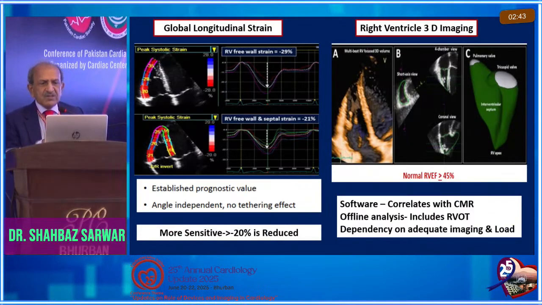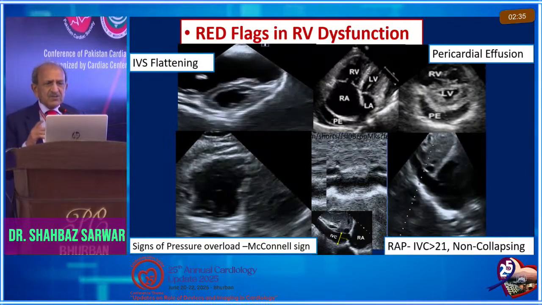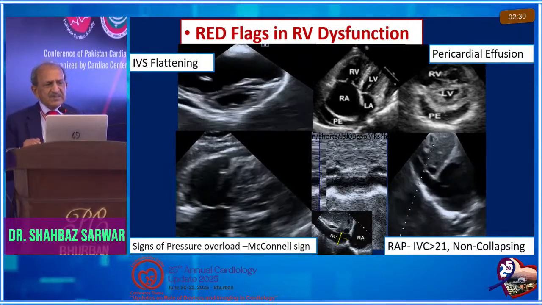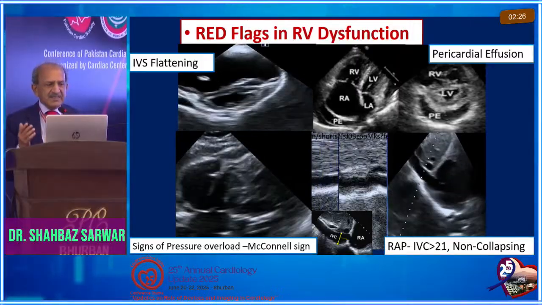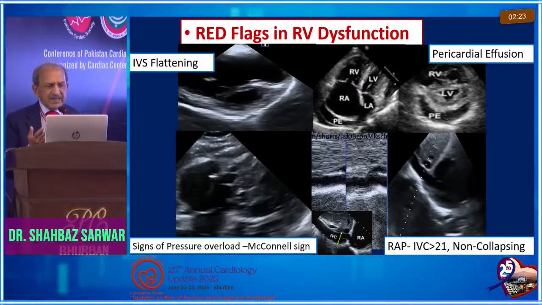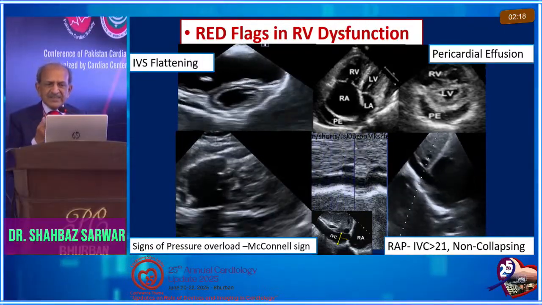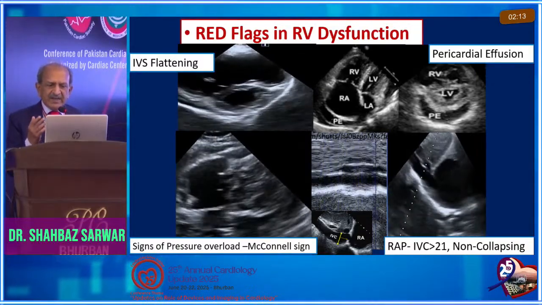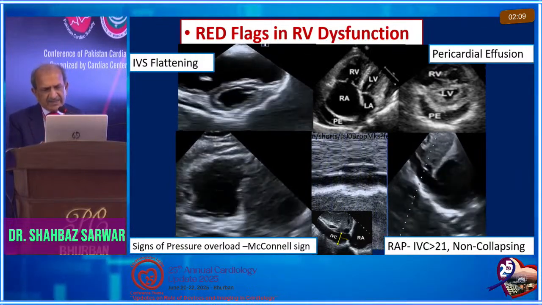We can do global longitudinal strain or 3D imaging, but that is going a bit beyond the scope of this presentation. We must remember there are certain red flags in RV dysfunction. If we see IVS flattening, an eccentricity index with pulmonary hypertension, that is a red flag. If you see McConnell sign, that is pressure overload, that is a red flag. Right-sided enlargement with pericardial effusion is a red flag. And if the IVC and right atrial pressure are increased, that is a red flag.